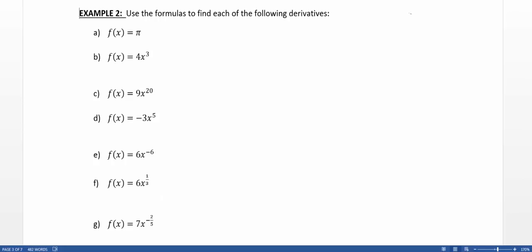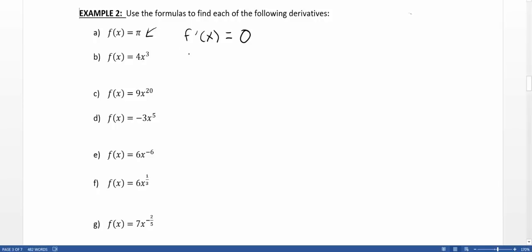Example 2. Use the formulas to find each of the following derivatives. So the first one, we have f of x equals pi. Now remember that pi is a number. Okay, pi is a constant. It's approximately 3.14159. And so when we take the derivative of a constant, we said that the derivative is 0. So don't let the fact that it's symbolic fool you. It's still just a number. Another example of this is e. When e is by itself and not e to the x, then e is also just a number.